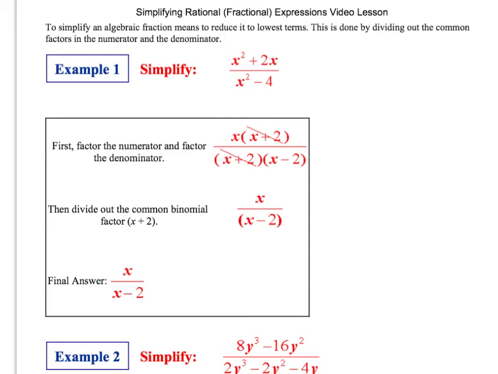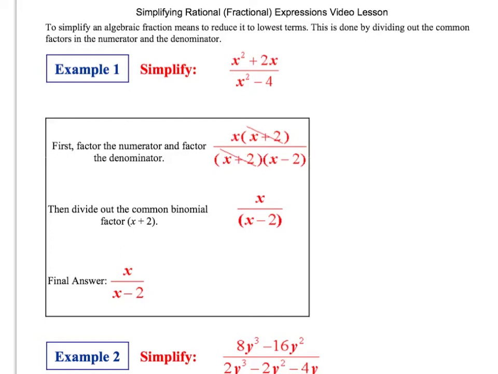Today we are going to talk about simplifying rational expressions. It says to simplify an algebraic fraction means to reduce it to its lowest terms. This is done by dividing out the common factors in the numerator and the denominator. Now the first two examples are already done for us, and I'm just going to point some things out as I go along to explain it.